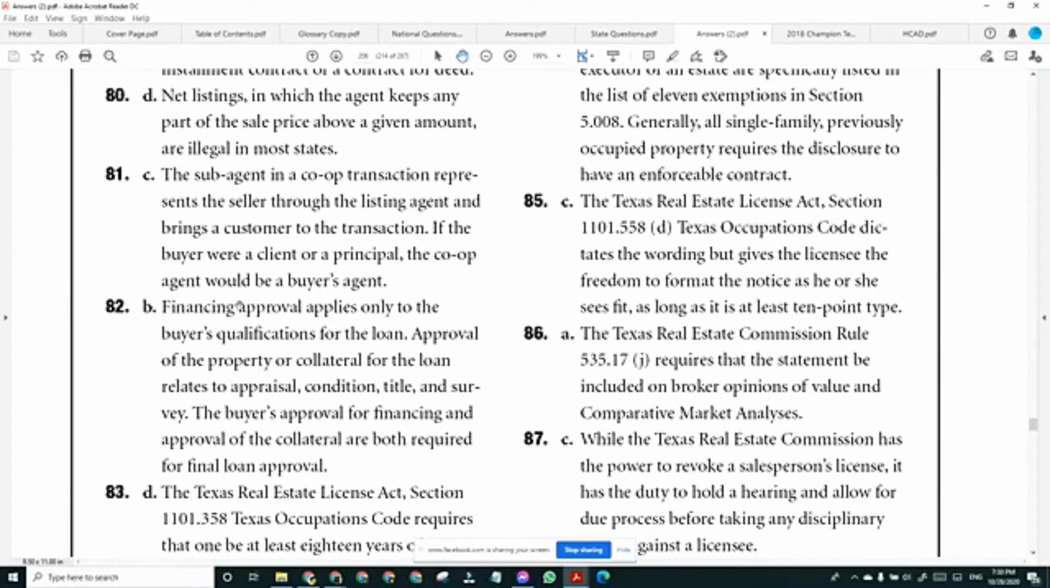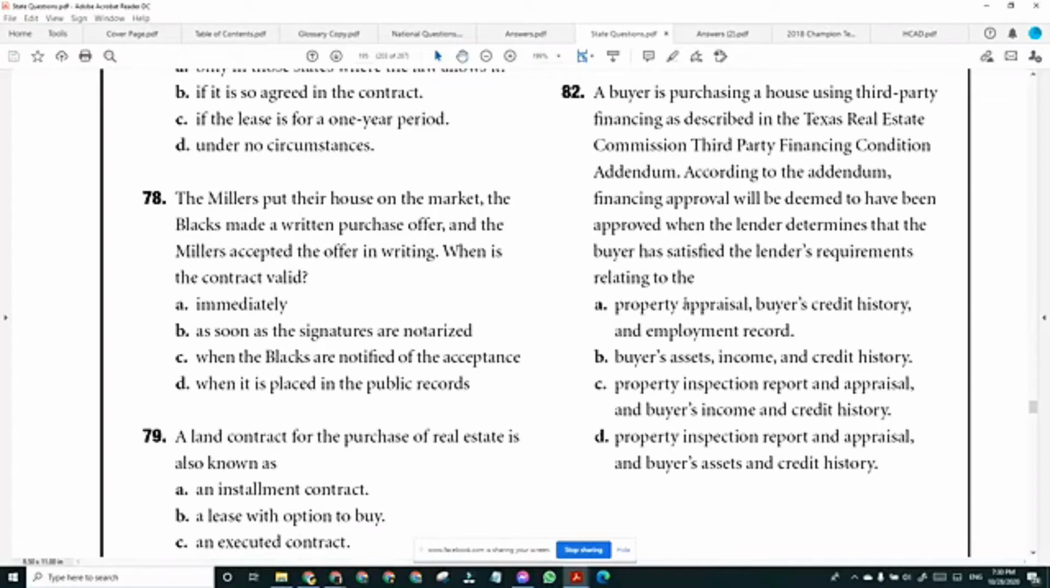So 82B. Financing approval applies only to the buyer's qualifications for the loan. Approval of the property collateral for the loan relates to appraisal, condition, title, and survey. The buyer's approval for financing and approval of the collateral are both required for final loan approval. Okay, so the lender is reviewing the buyer's assets, income, and credit history under the third-party financing addendum.